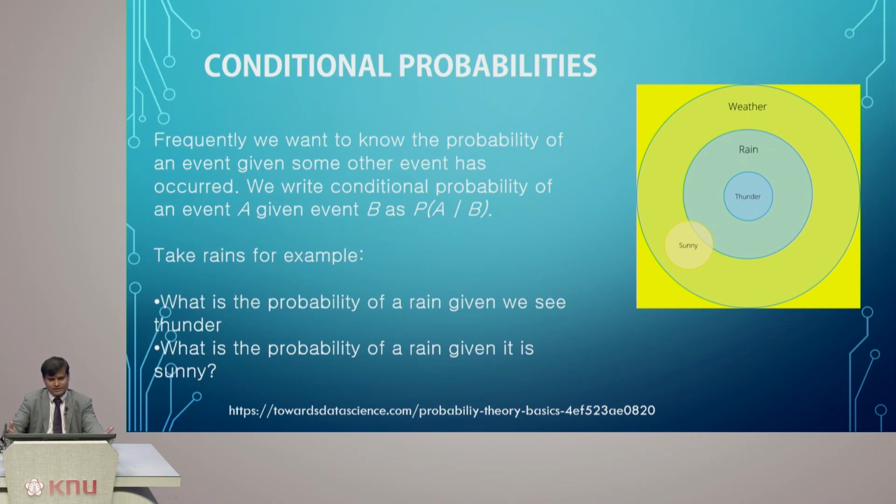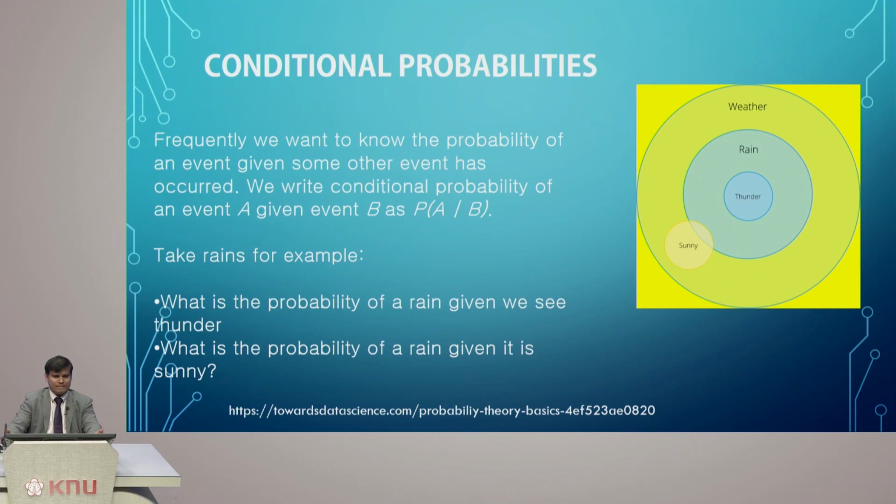You are given an event and then you are expecting another event to occur. So for example, you have this diagram where you can see the weather as a whole, and inside this weather domain you have rain, thunder, and sunny, and some questions like: what is the probability of rain given we see thunder? What is the probability of rain given it is sunny? The answers to these two questions seem to be very obvious.